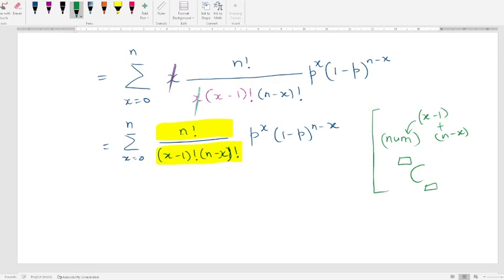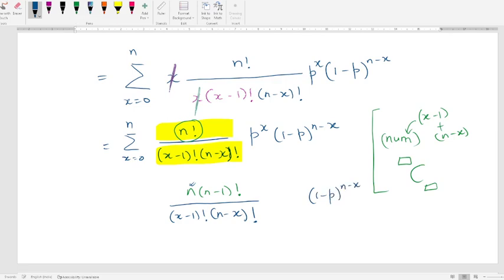In order to do that, let's write this n factorial as n times n minus 1 factorial, correct? Now, the rest of the things in this particular fraction, we are going to write as it is. So x minus 1 factorial, n minus x factorial. From here, this n term, we are going to remove and maybe place somewhere else. Now, you see that n minus x is there, so 1 minus p whole to the power n minus x is matching with the n minus x factorial.